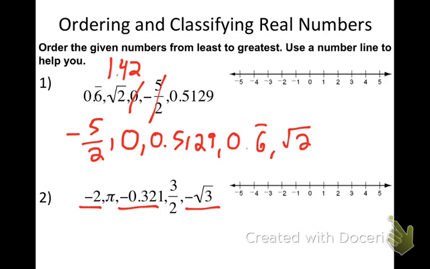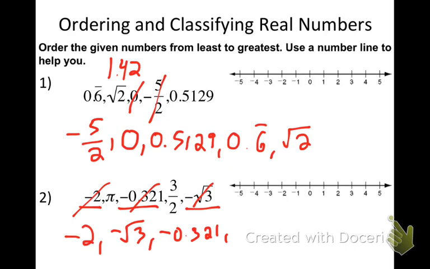What do you got? Negative 3 would be... Negative 2. Yeah, negative 2. And then it's negative square root of 3. And then it's negative 0.321. Okay, so now all my negatives are gone. Now I have pi and 3 over 2. Well, what's pi approximately, Hannah?